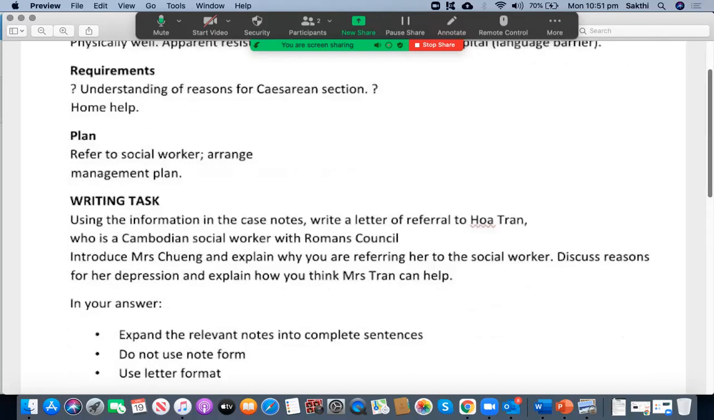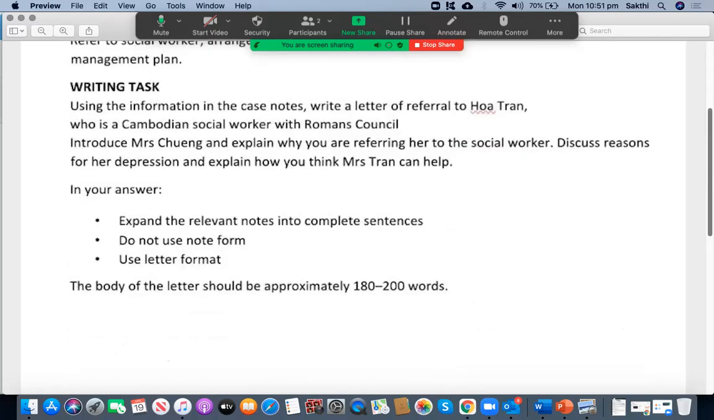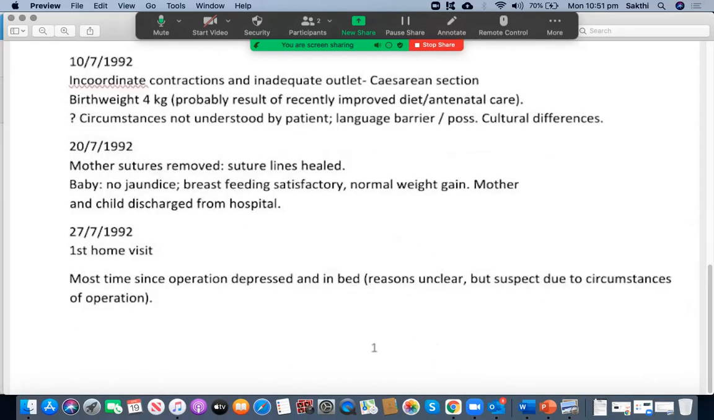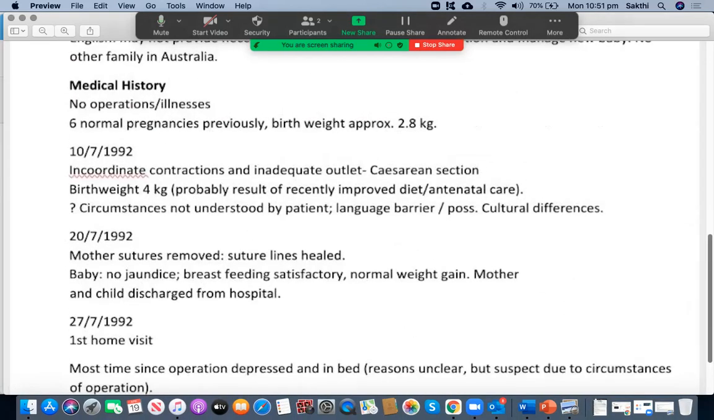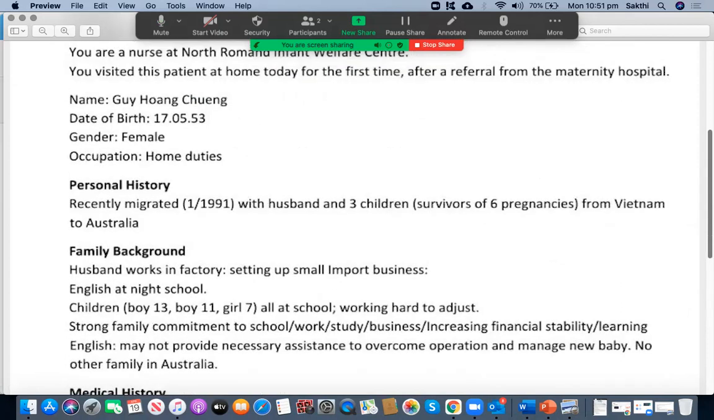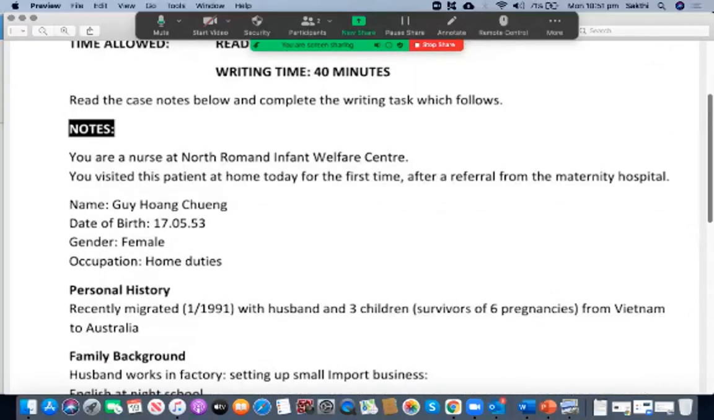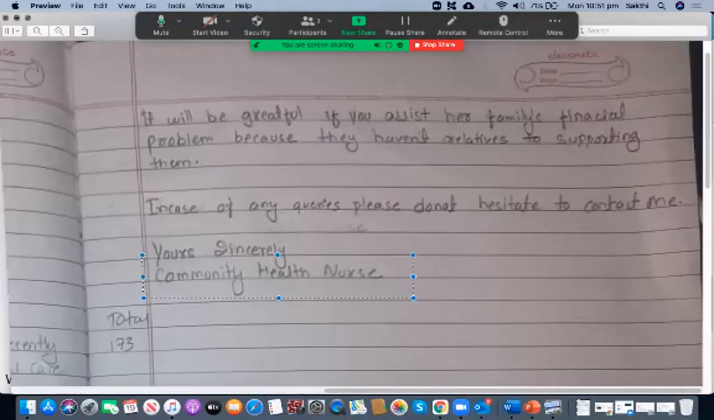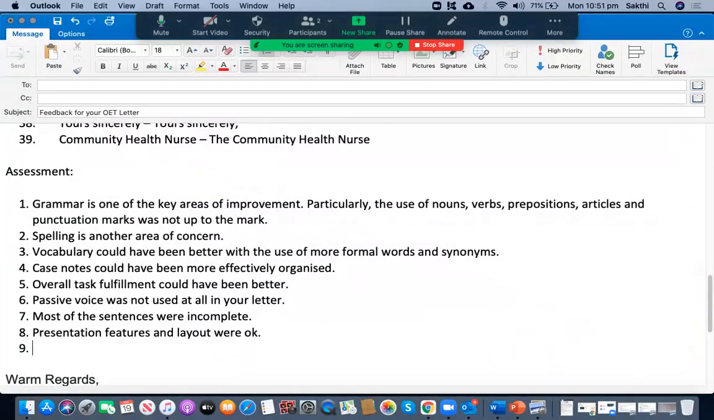You could have included that case note, but apart from that, I think it's all good. Yeah, I'm happy that most of the case notes were included. Okay, yep. All right, so most of the case notes were included. I'm happy with that.